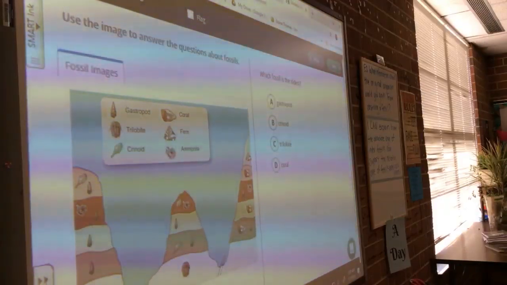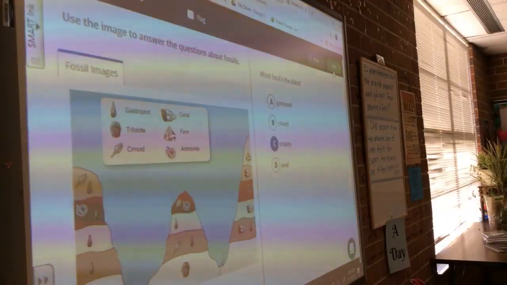All right, which fossil is the oldest? Trilobite. It's at the bottom. It's the oldest, and there's no intrusions to mess us up.